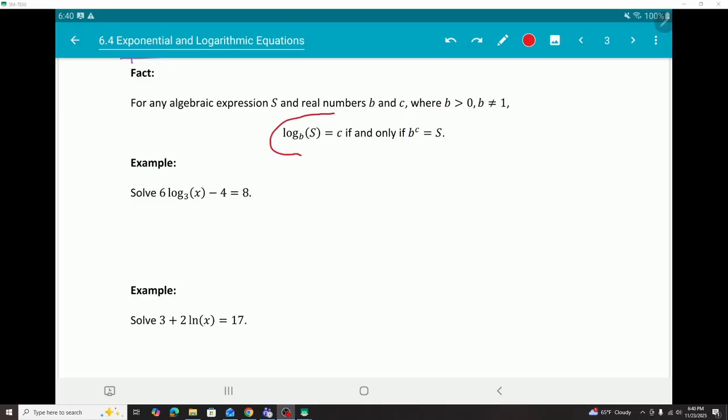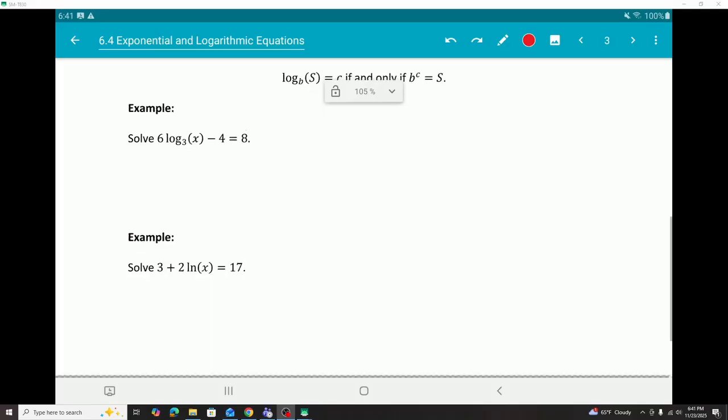So if I have log base b of s is equal to something, well, from our log section, that means I'm asking what power do I need to raise b to get s? C. And so I can solve a log equation basically by solving an exponential equation. So let's start. Let's do 2 examples.